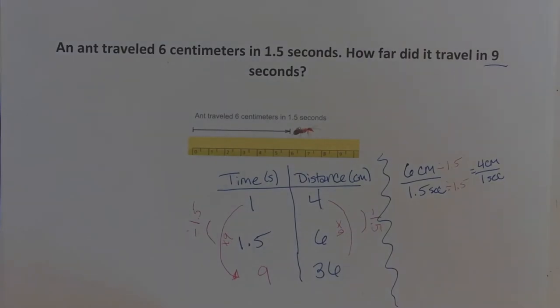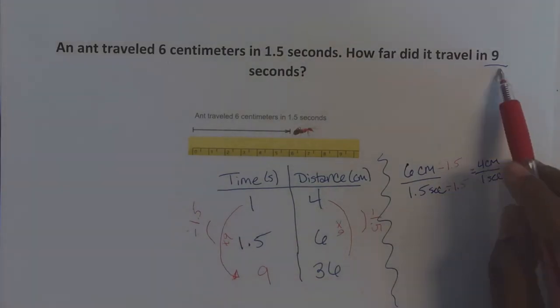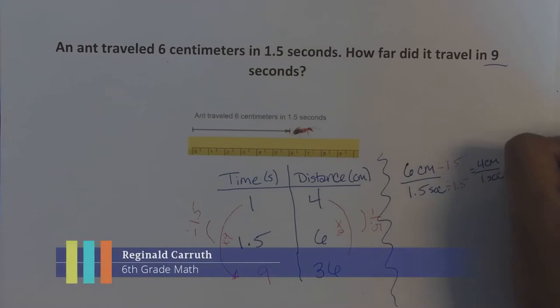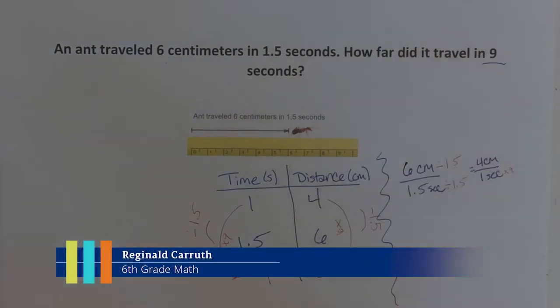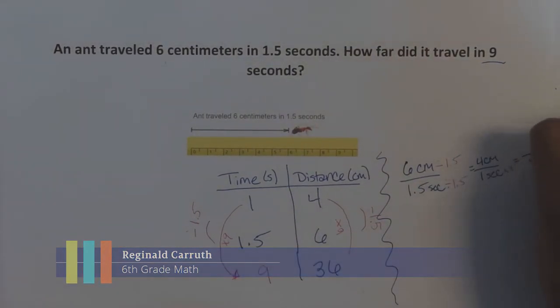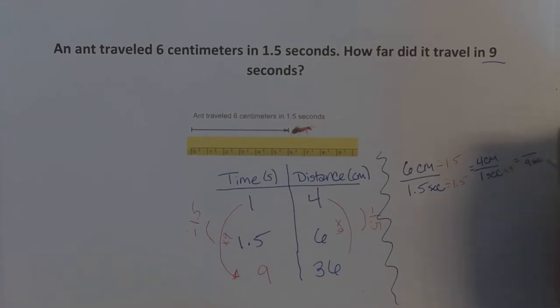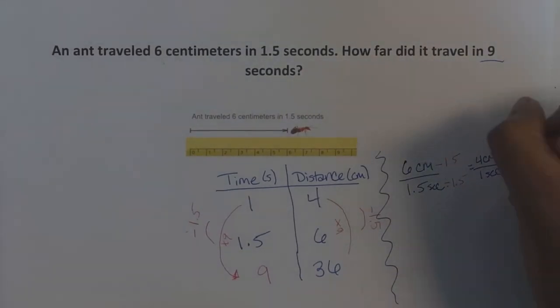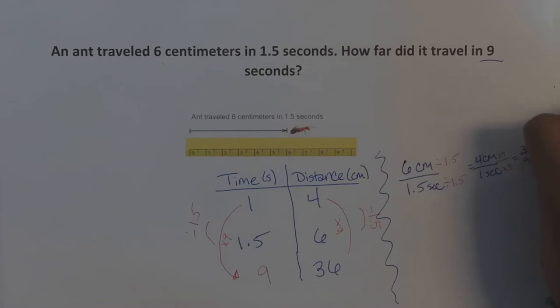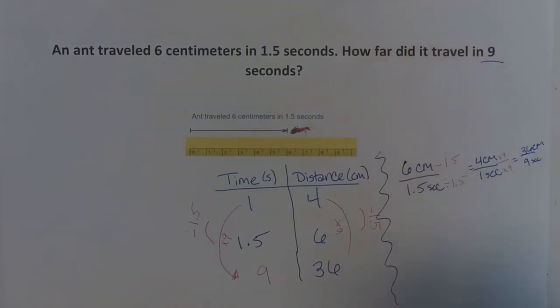So now we can see the unit rate is 4 centimeters per 1 second. Now to figure out how far the ant traveled, I can now multiply by 9 to get my 9 seconds here. And since I did it to my denominator, I'm also going to do it to my numerator to keep them equivalent, to get 36 centimeters per 9 seconds. Great work using ratios to solve.